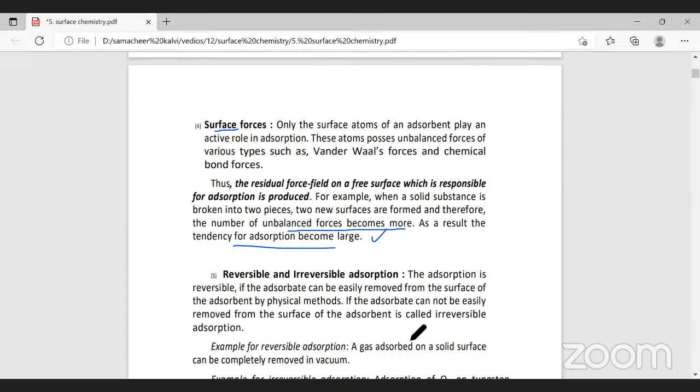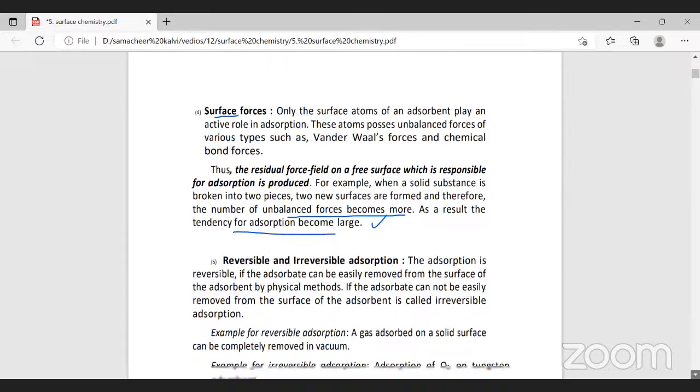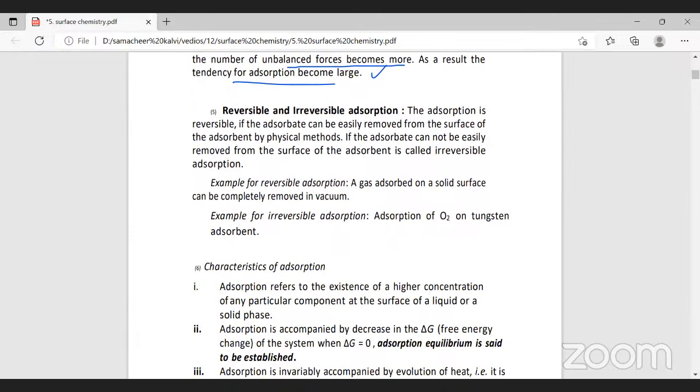Now, coming to the next: reversible and irreversible adsorption. The adsorption is reversible if the adsorbate can be easily removed from the surface of the adsorbent by physical methods. Take chalk and duster: when you dust the duster, the chalk particles on the surface get removed. That is reversible. If the adsorbate cannot be easily removed from the surface of the adsorbent, it is called an irreversible process.